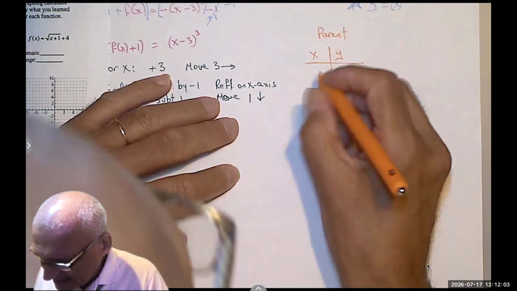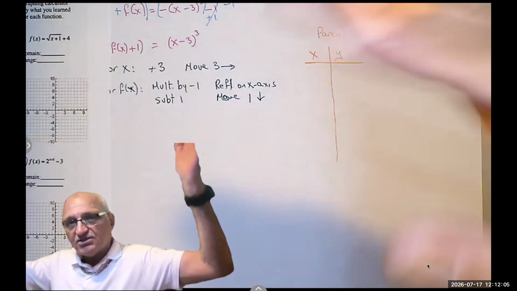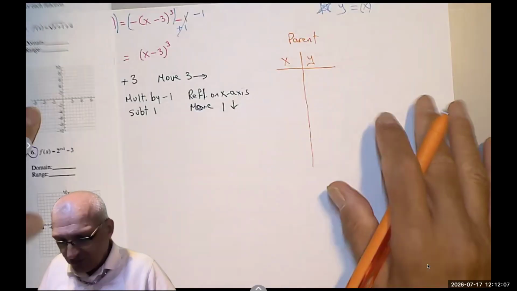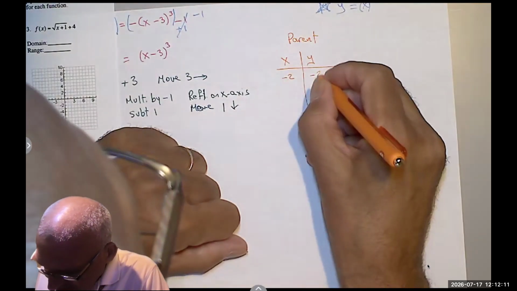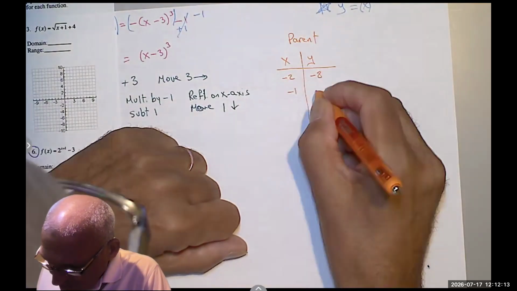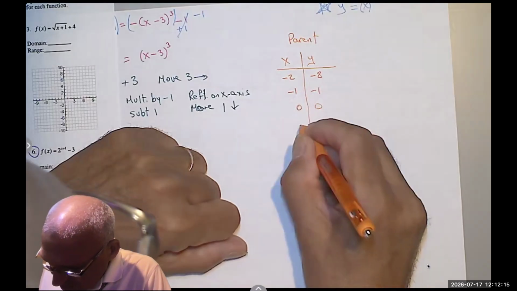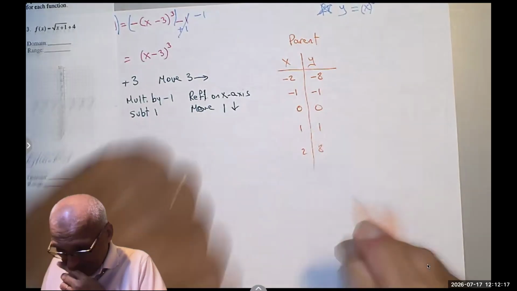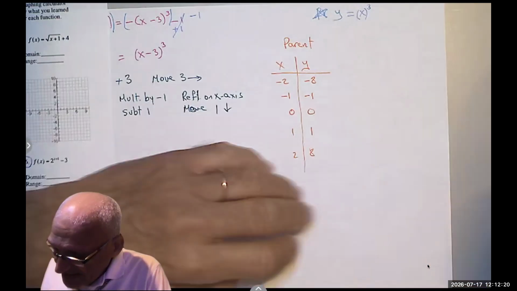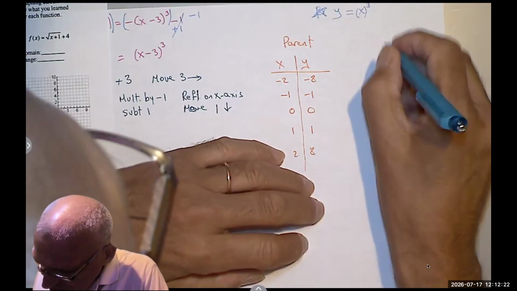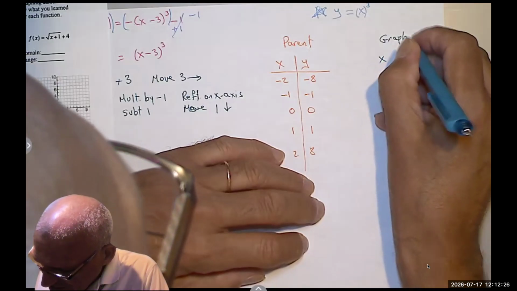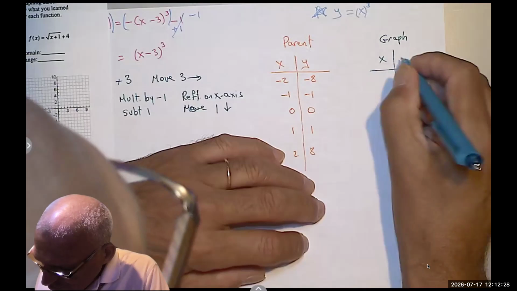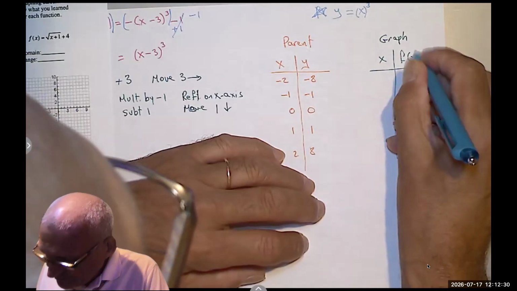Let's not go to 3 because 3 cubed is 27, and that would be very far. So let's do −2. I get −8. If it's −1 cubed, it's −1; 0, 0; 1, 1; 2, 8. And here I'm going to do x. So this is my function. I'm going to do x and f(x).